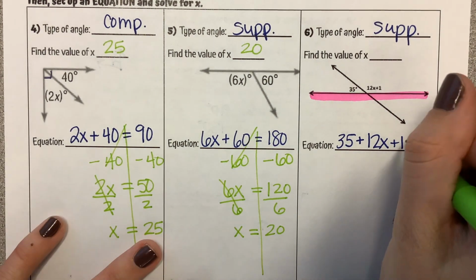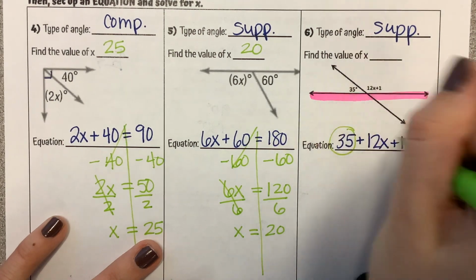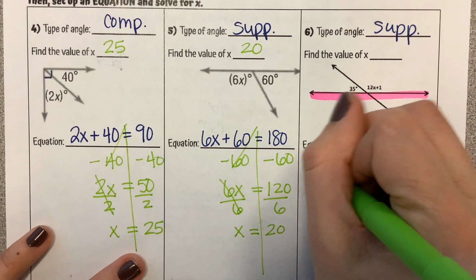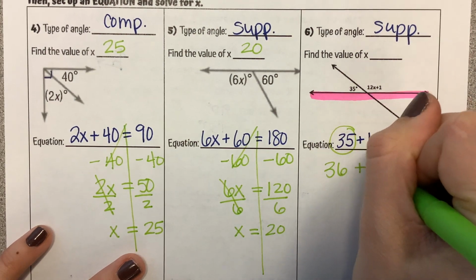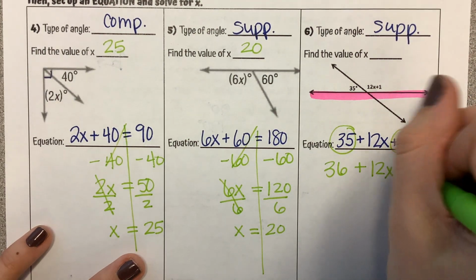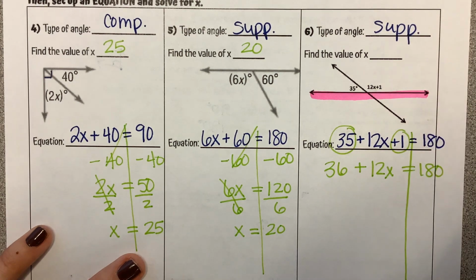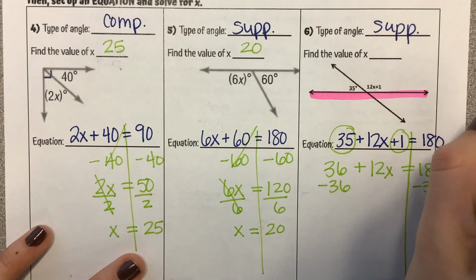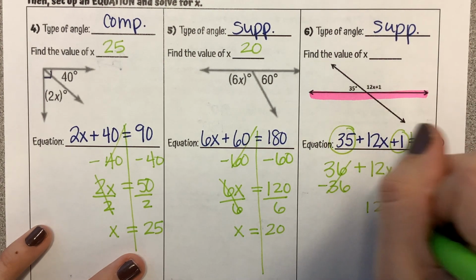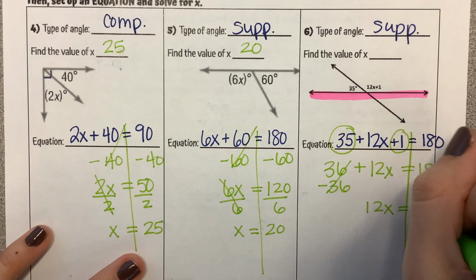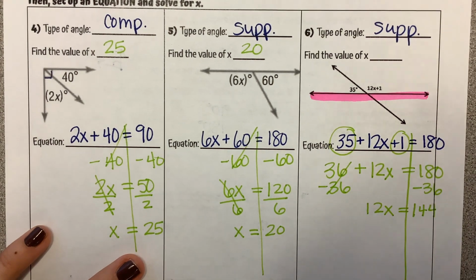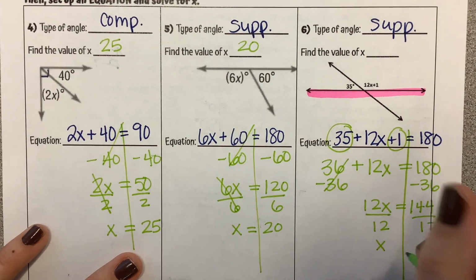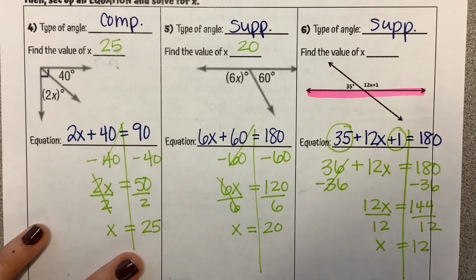Now, when we are solving, first thing I'm going to do is I'm actually going to combine these constants on the same side. So 35 plus 1 is 36 plus 12x is equal to 180. Now we have a two-step equation. I'm going to get rid of the 36 on both sides. I'm left with 12x is equal to 144. Divide each side by 12, and I get that x is equal to 12.